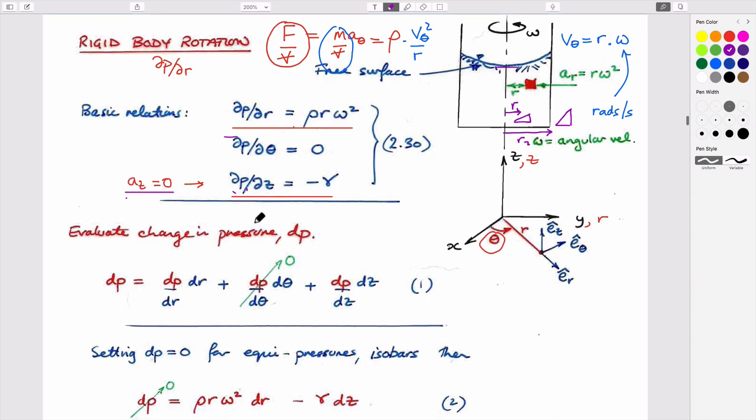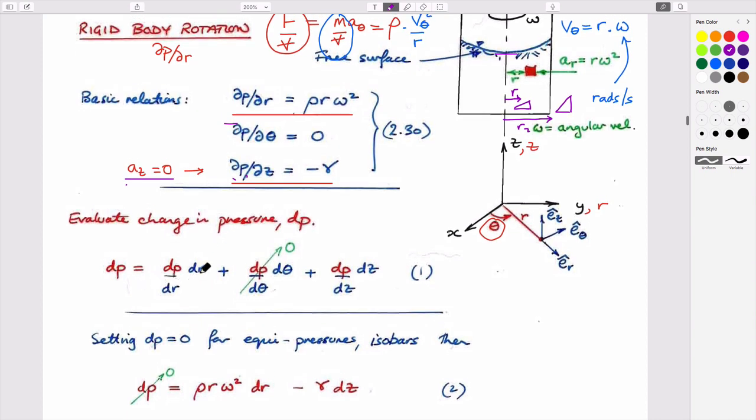So let's do what we did before. We take the same idea as before. We make this dp. We get a pressure change as a function of pressure changes in the radial, the azimuthal, and in the vertical direction.